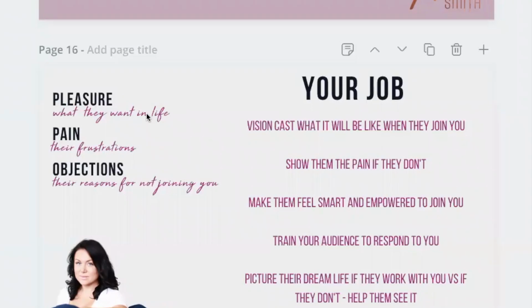So you're going to vision cast for people what it will be like when they join you. You're going to show them the pain of staying right where they are. And that's when you say things like, oh, you could stay where you are and be in the same place a year from now. You're going to make them feel smart for joining you. Train your audience to respond to you.